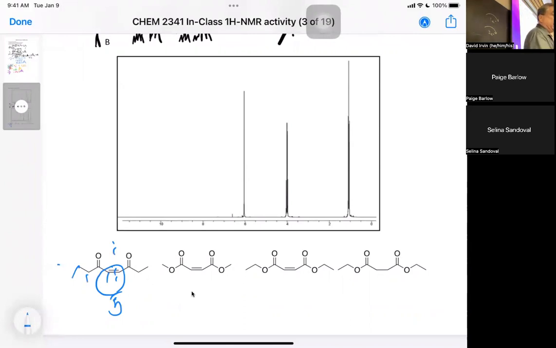Okay, so let's look at this one right here. We have 3 signals here. Okay, how many signals do we have on the next one? 2. We have 3 signals in our spectrum. Can that be our compound? No, all right, yay, 33% now. Okay, now let's look at the next one. We have 1, 2, and 3. So that's possible. And this has 1, 2, and 3.